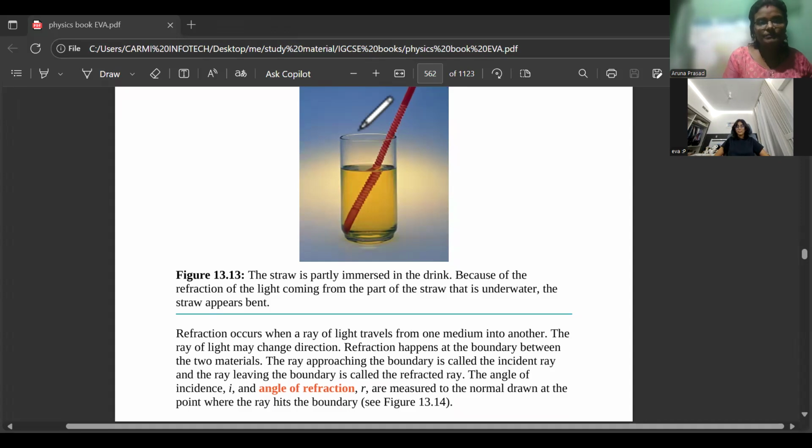Okay, so write it down. Draw this picture and this part. Write it down. Just give me a second.